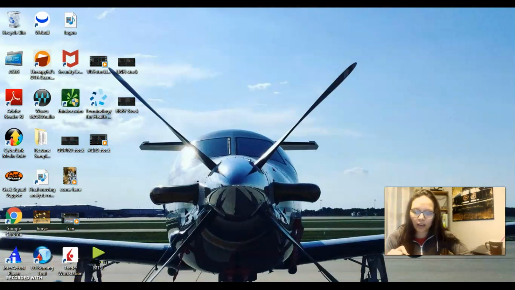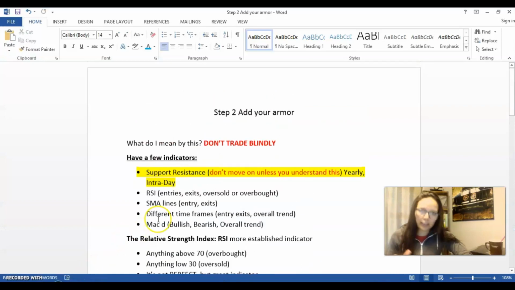About, let's go to our checklist, okay? All right, so this is step 2 in how to day trade, okay? So next we're gonna learn how to add your armor. By this, what do I mean? I mean, do not trade blindly.